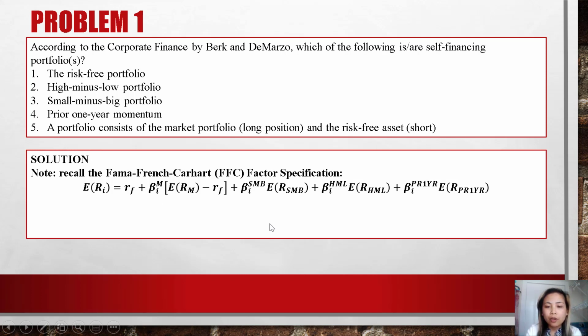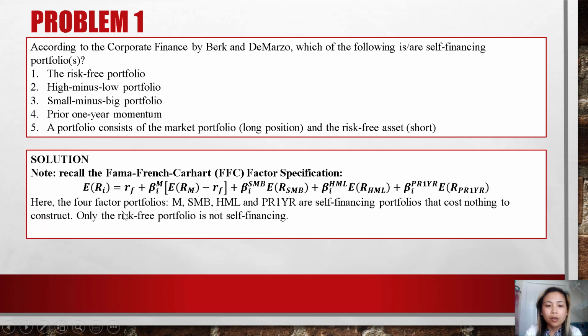And here the four factors are called self-financing. The self-financing portfolio is basically just the one that costs nothing to construct, and it should have sensitivity with respect to the portfolio that we are investigating. So here we got four self-financing: M, SMB, HML, and PR1YR. Rf is the only one that has no beta, and this is not self-financing. So only the risk-free portfolio is not self-financing. The answer is 1. See that?